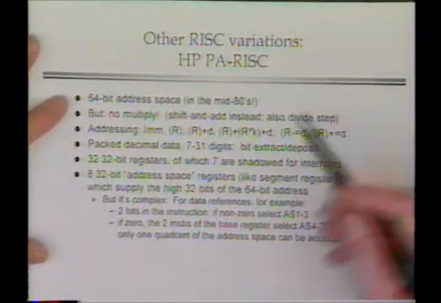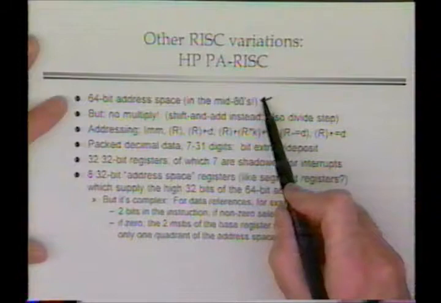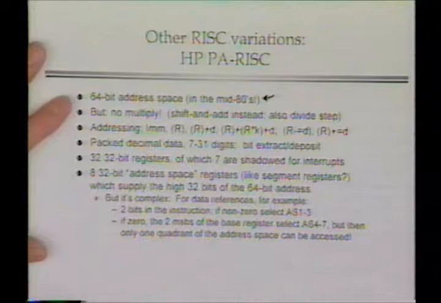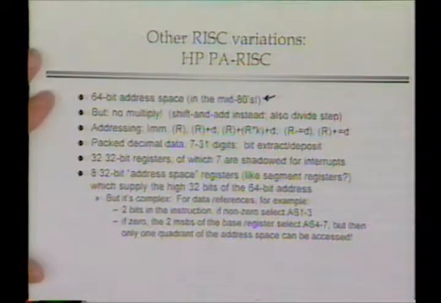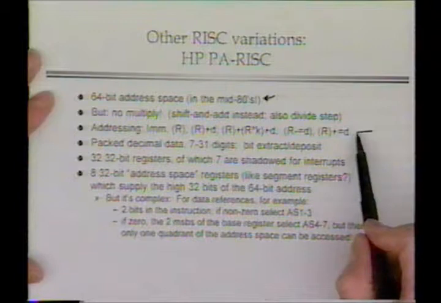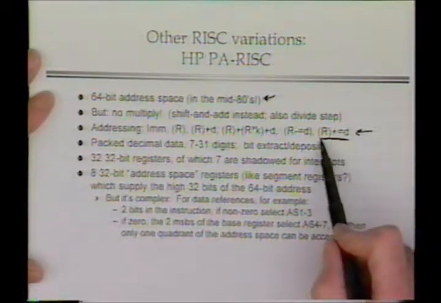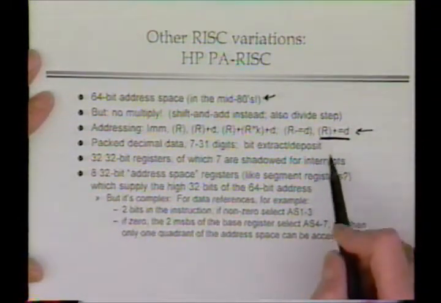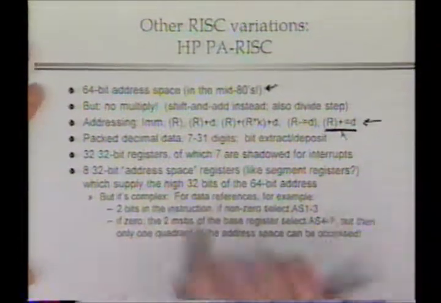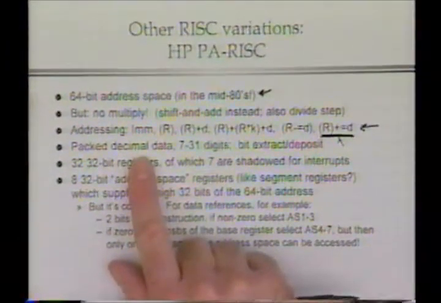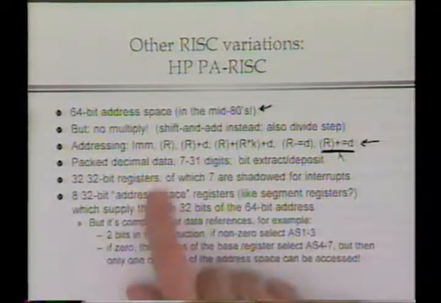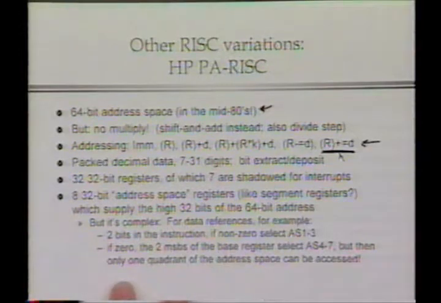Just briefly, what it is about the HPPA RISC that looks strange. One thing which is remarkable is that even though it was one of the earlier machines in the mid-80s, it had a 64-bit address space, which the recent RISCs are only now getting around to having. It also has a variety of complex addressing modes, including some which are the bane of pipelined implementations that allow registers to be auto-incremented in some fashion during execution. It, unlike most of the other RISCs, supports packed decimal data. And we're running out of time, so I won't go through the rest of this, but it also supports other complications.